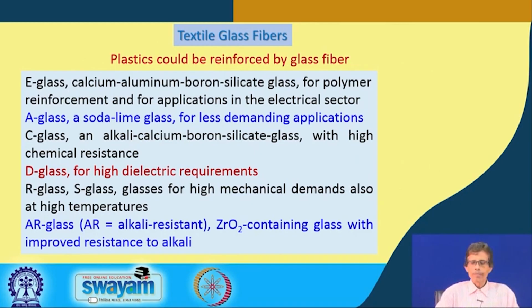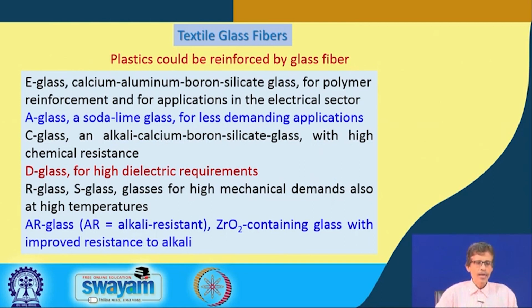Then you can have the D glass, another variety after C, for high dielectric requirements. So, you change simply by the corresponding glass type. Then we can have R glass, S glass, and all different sorts of glasses we can have, where you can have high mechanical demand at high temperature. So, it can have high strength, mechanical strength will be more, and it can withstand a high temperature also.